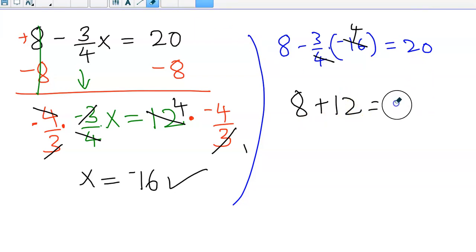This is just 20. I should have copied. Bring down. Yeah, this is 20. 8 plus 12 is equal to 20. So you are good.